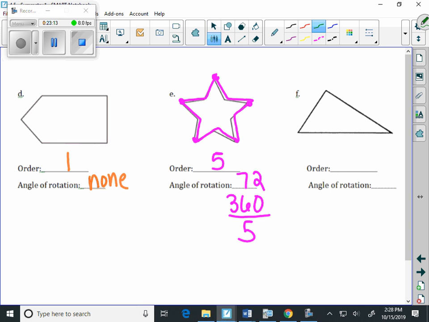And you can probably imagine here on our last one, the scalene triangle, we didn't even have any lines of symmetry in there. We also don't have any rotational symmetry in there, because it would take us the full time around to get back to that original figure. So I'm going to put the order as 1.